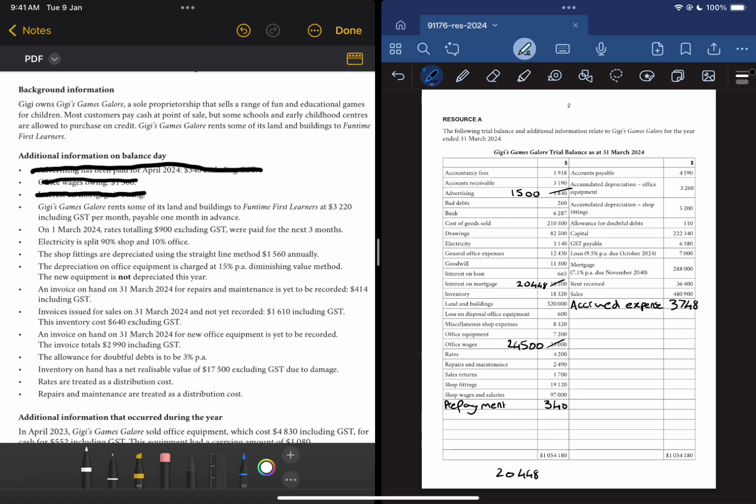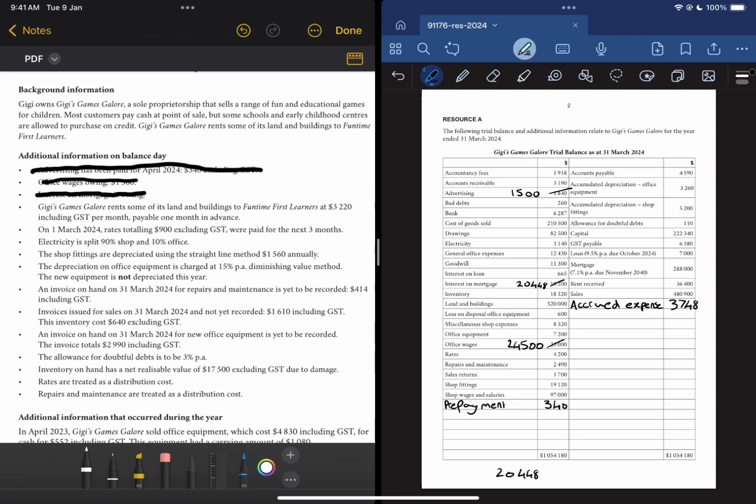Okay, coming on to our fourth bullet point here, which is a little bit more of a tricky one. It says, GG Games Galore rents some of its land and buildings to Fun Time First Learners at $3,220, including GST per month, payable 1 month in advance. So if it's payable 1 month in advance, that means they've paid a bit extra in advance, okay guys? Because they would have paid for April and March. So what that means is it was a prepayment, okay?